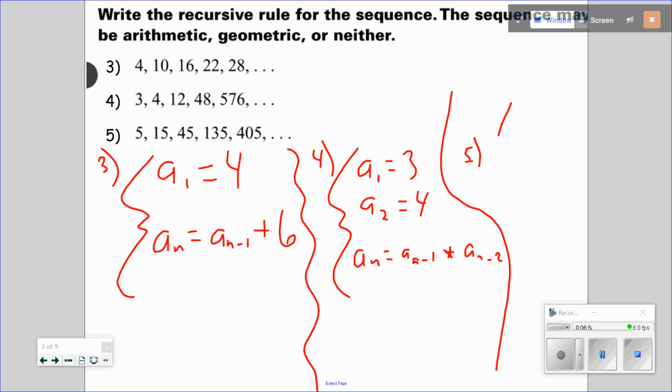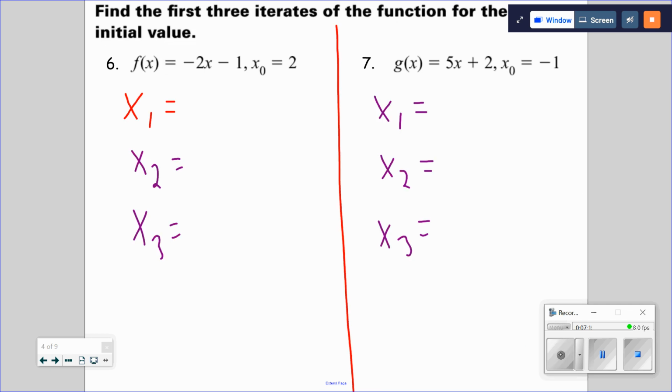And finally, number 5. My first term is 5. This is a very easy pattern to see. They're just multiplying by 3 each time. So I'm going to refer back one term, A subscript n minus 1, and I'm going to times it by 3. 6 and 7. These problems are iterates, so just a reminder, x0 is called your initial value.